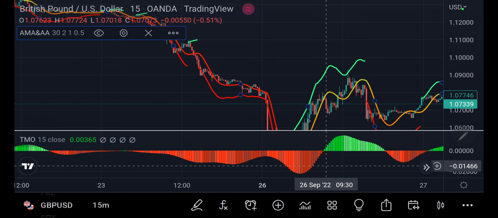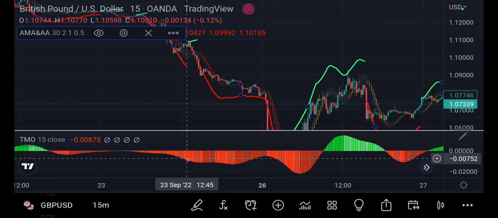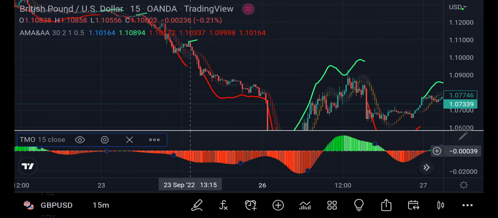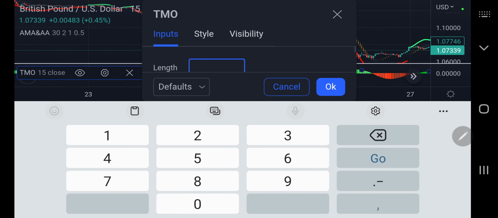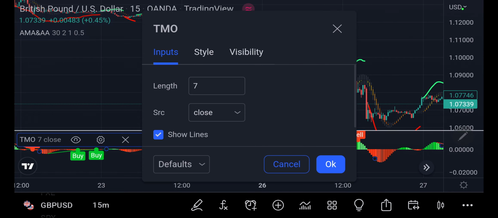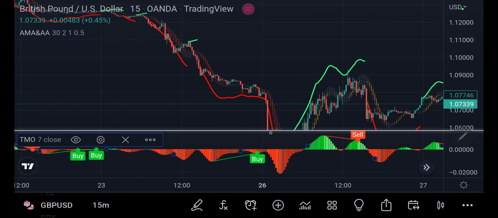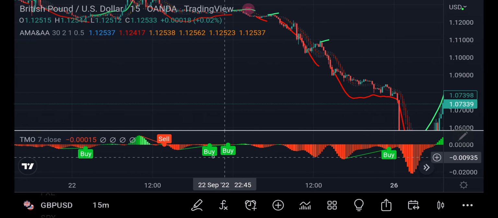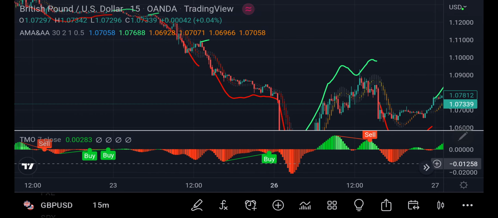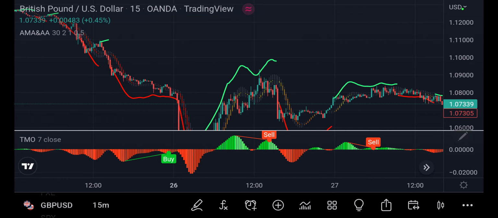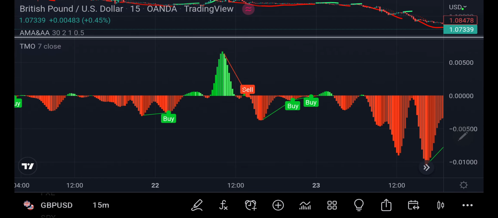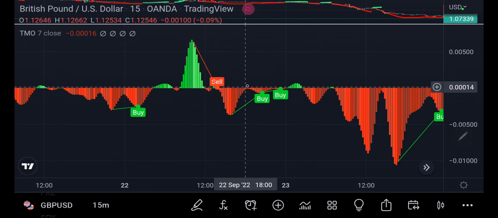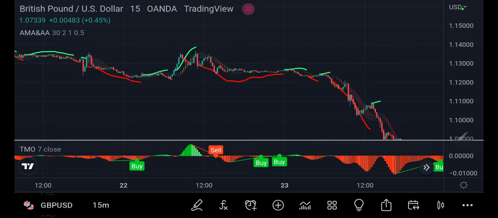There you can see. For this one we also have to make changes on the oscillator. Let's make it 7. You saw that the signals just started appearing over here. There you can see the buy and sell, the buy and sell, the sell. You can see the market dropped, and here again the sell. It is going to show you the divergence.